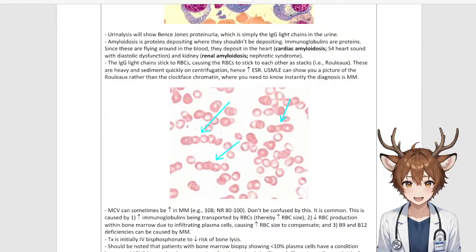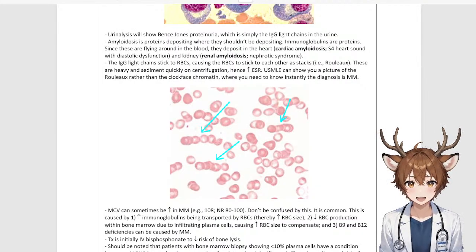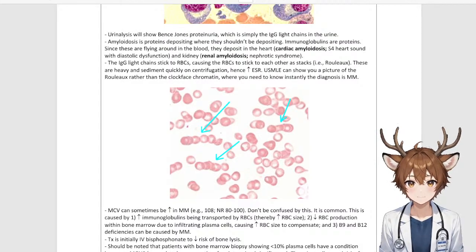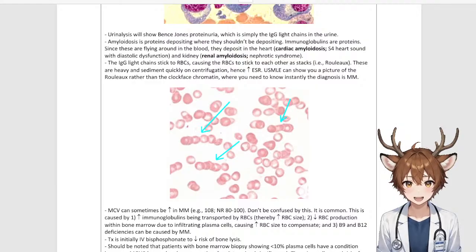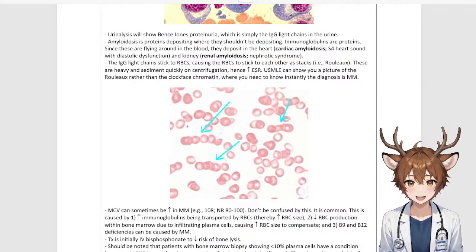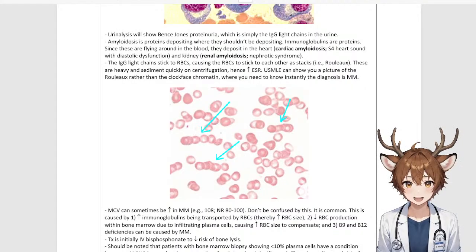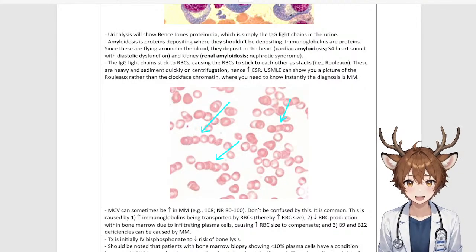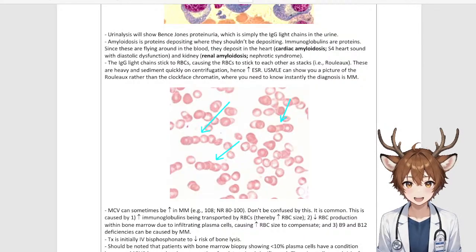Treatment is initially IV bisphosphonate to decrease the risk of bone lysis. It should be noted that patients whose bone marrow biopsy shows less than 10% plasma cells have a condition known as MGUS, monoclonal gammopathy of undetermined significance. There's a small annual risk of progression to multiple myeloma. These patients might have fatigue and/or an elevated MCV, but no hypercalcemia or renal dysfunction.